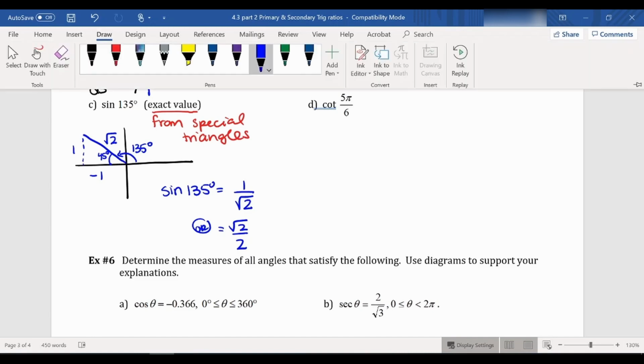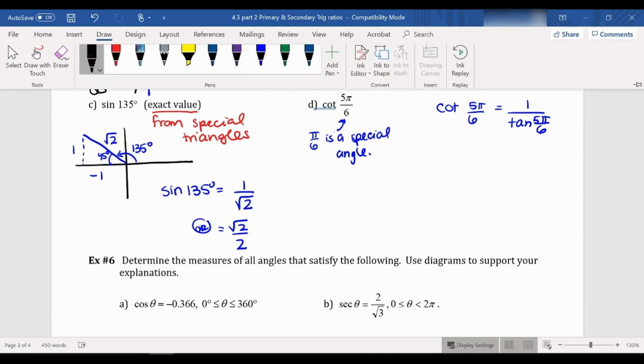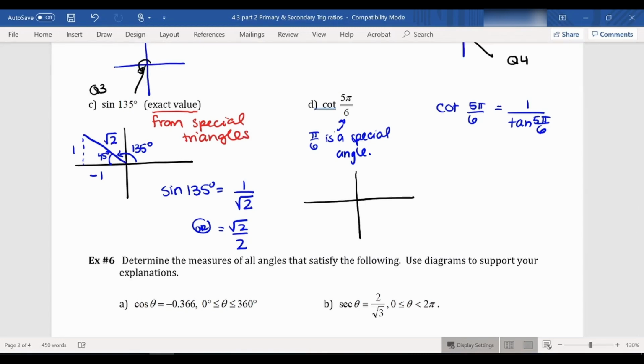Last one, this one does not tell me if I am going to be using exact values or to the nearest hundredth, but I can tell by looking at it. I've got pi over 6's. Pi over 6 is a special angle, so I should know to use special triangles. I also know that cotangent of 5 pi over 6 should be equal to 1 over tangent of 5 pi over 6. So if I draw this, it will help me with my triangles.